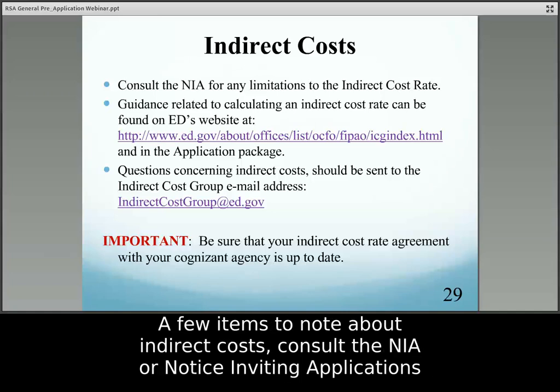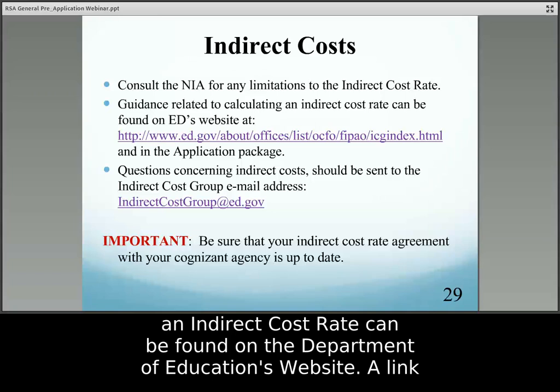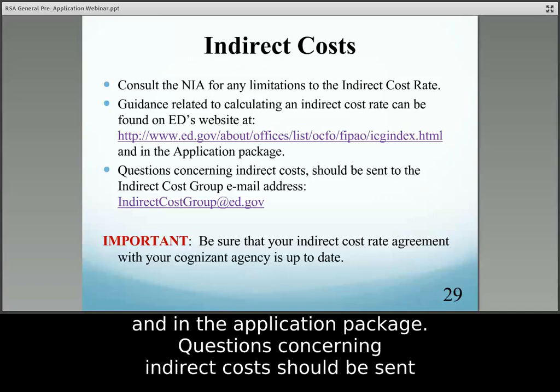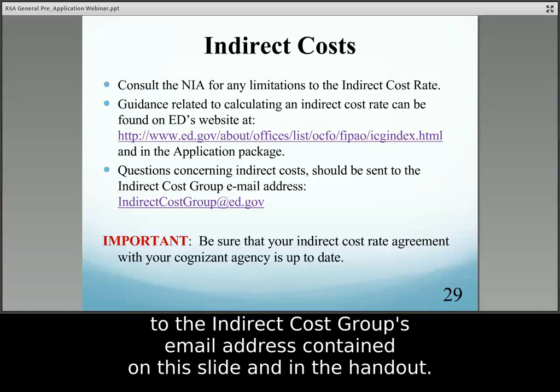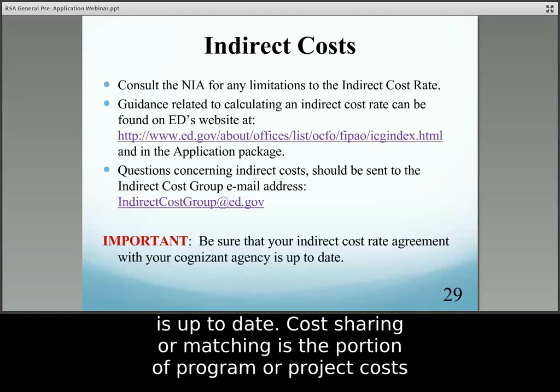A few items to note about indirect costs. Consult the NIA or notice inviting applications for any limitations to the indirect cost rate. Guidance related to calculating an indirect cost rate can be found on the Department of Education's website. A link is provided on this slide, in the handout that accompanies this recording, and in the application package. Questions concerning indirect costs should be sent to the Indirect Costs Group's email address contained on this slide and in the handout. Be sure that your indirect cost rate agreement with your cognizant agency is up to date.